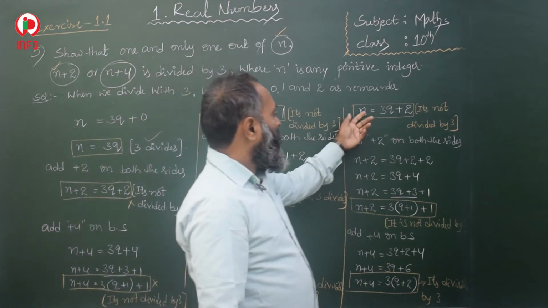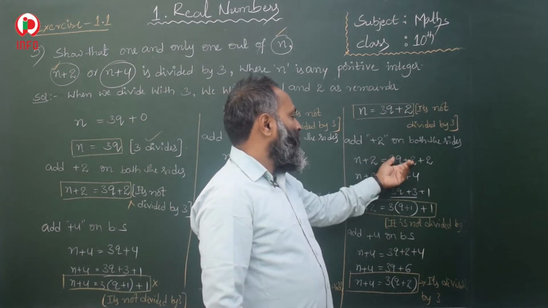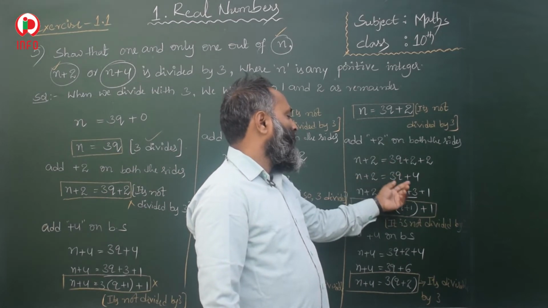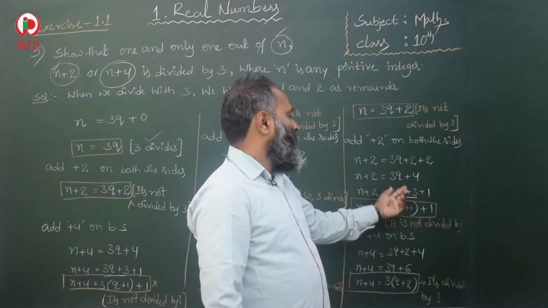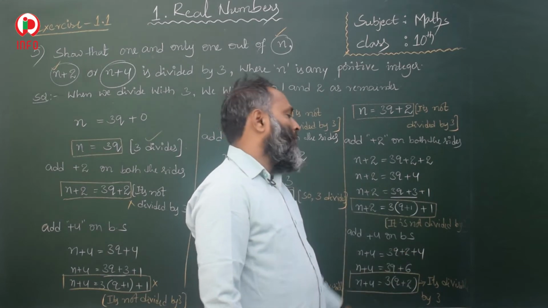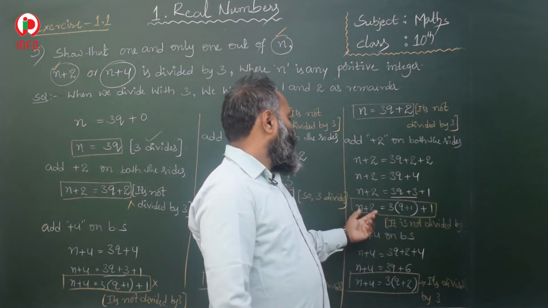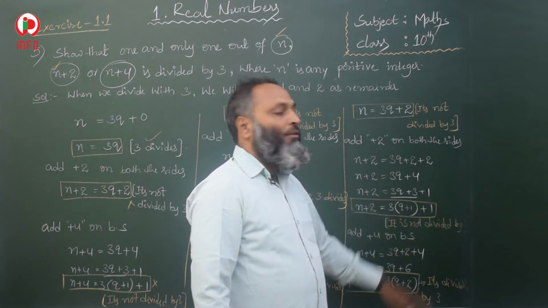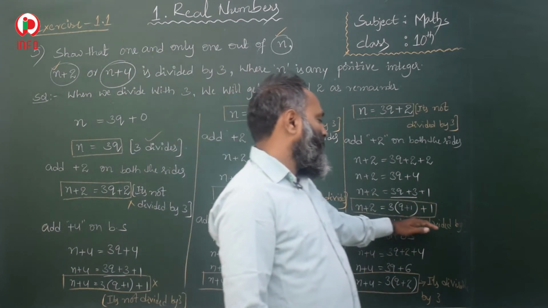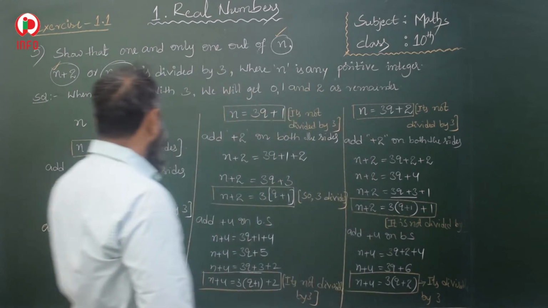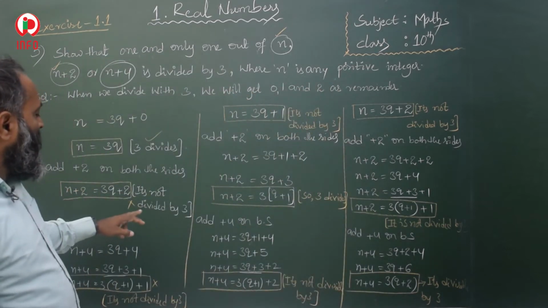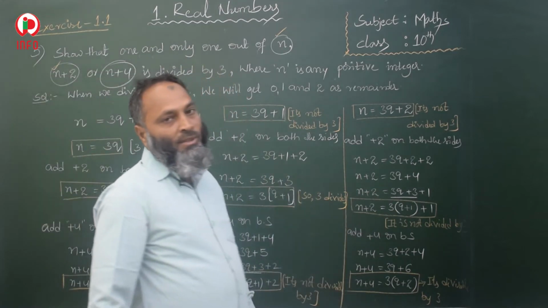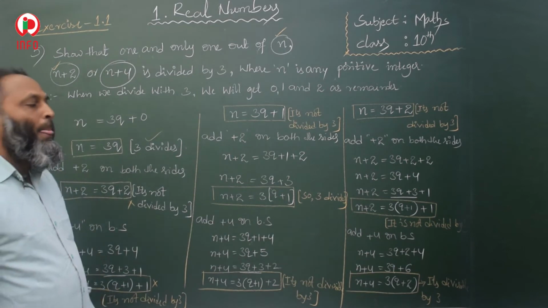Here n plus 2 is equal to 3q plus 2 plus 2. Add 2 on both sides, then n plus 2 is equal to 3q plus 4. How do we take 4? That is 3 plus 1. Then n plus 2 is equal to 3 common, q plus 1, and then 1 remainder is left. It means it is not divided by 3. So for n, n plus 1, n plus 2, in the second case it is divisible by 3. In the rest of the two cases, first and third, it is not divided by 3.